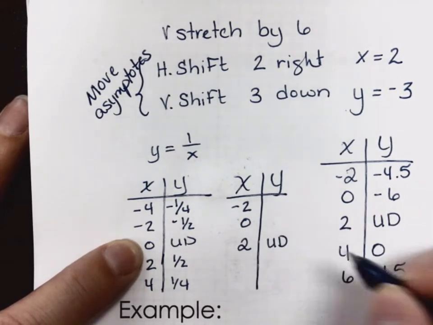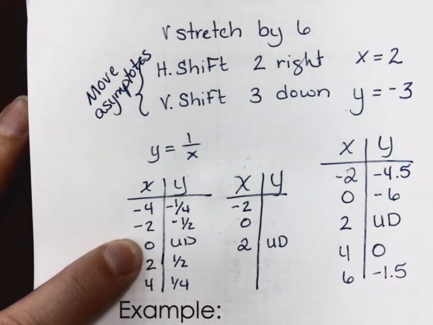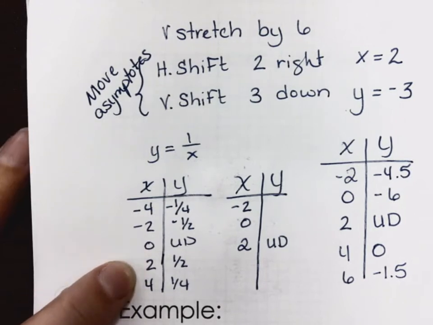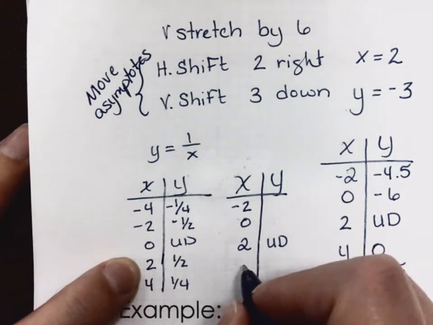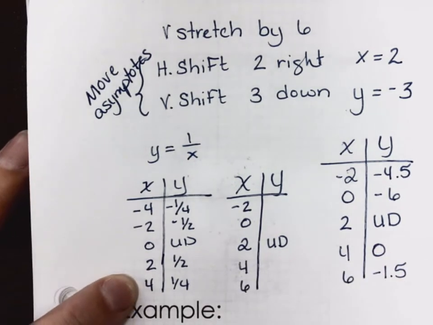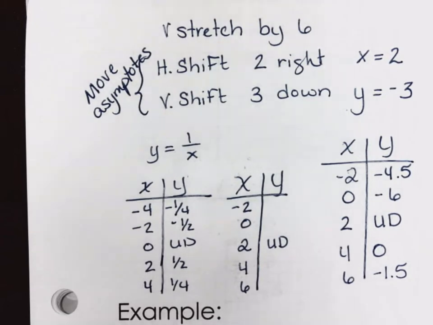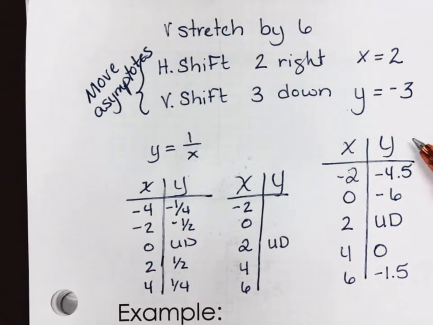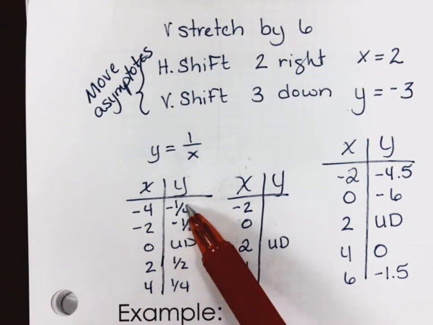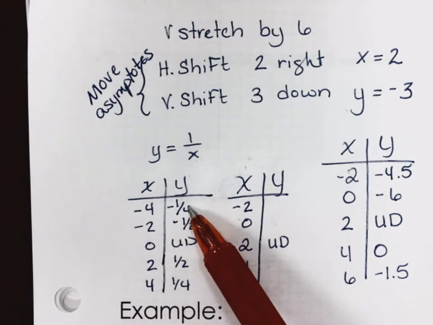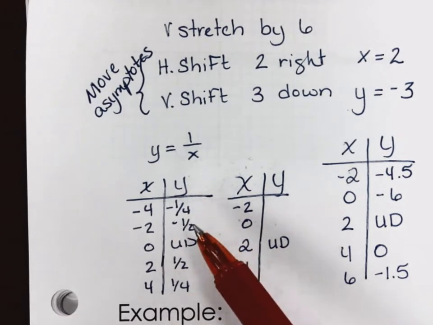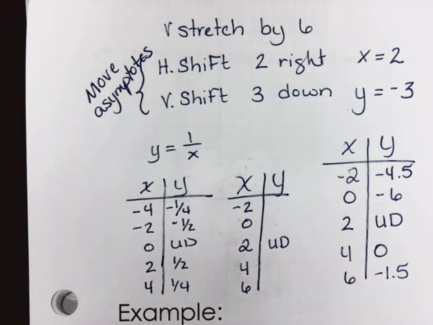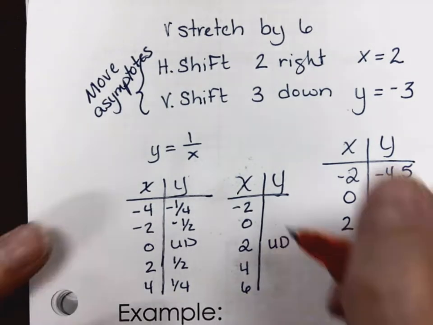Wait, what's the first strategy called? Just table of values? I don't know, we just substituted into the formula. This one would be 4, and this one would be 6. Now, what are we doing to the y values here? Multiplying by 6, and then subtracting 3. So multiplying this by 6 is negative 6 over 4, and then we're going to subtract 3. So that would be negative 7.5.